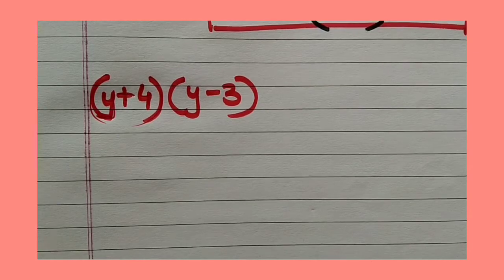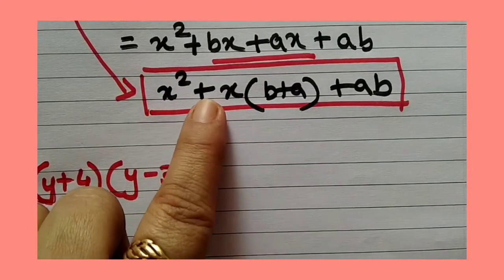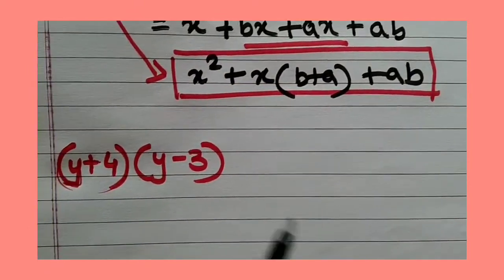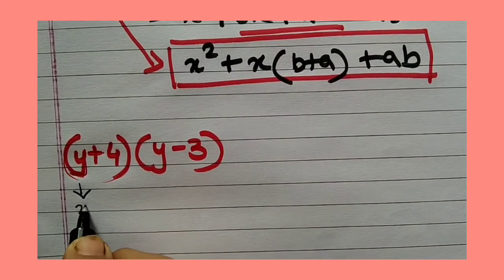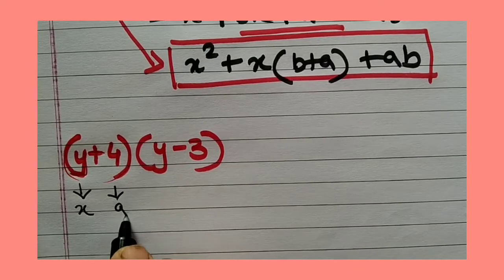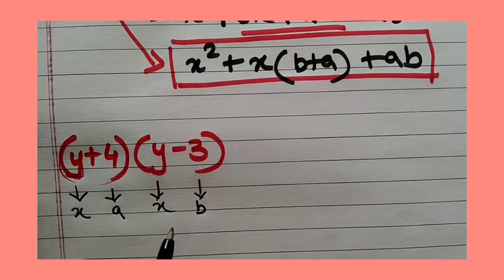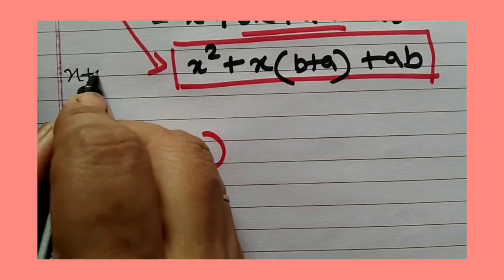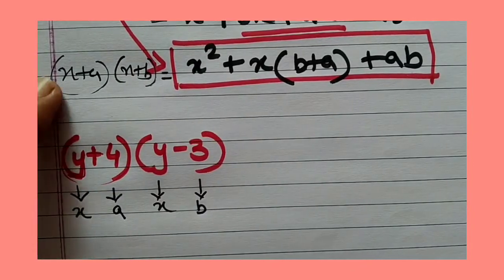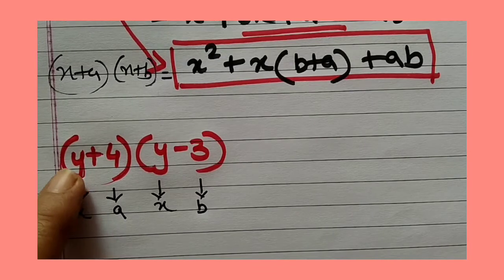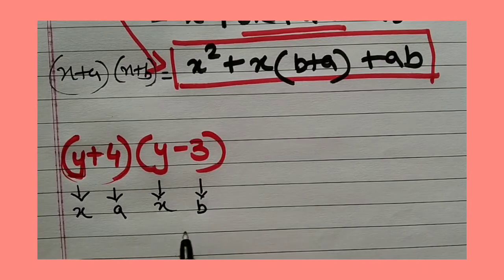Now, in the formula, what do we have? The formula is x² + x(b + a) + ab. Let us write the formula first. Now what is this? According to our formula, this is x, this is a, this is x, this is b, that is (x + a)(x + b). So here y is x, 4 is a, y is x, and −3 is b.